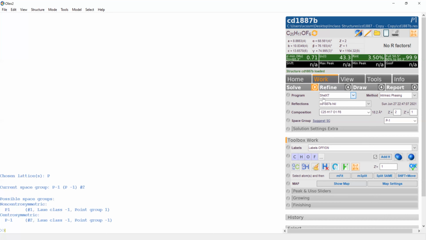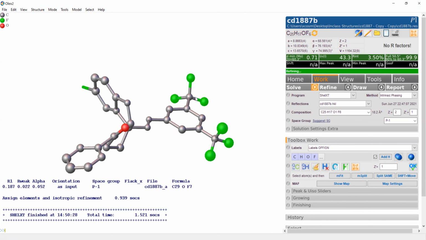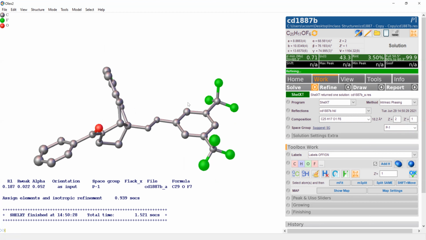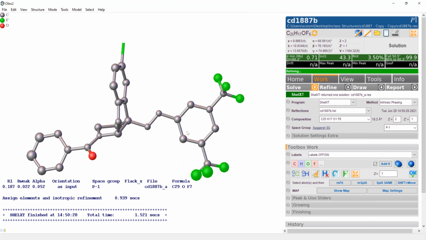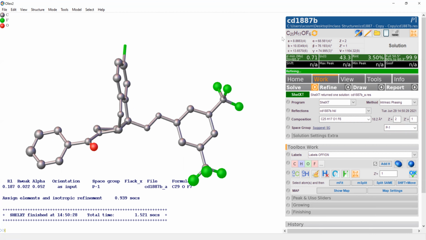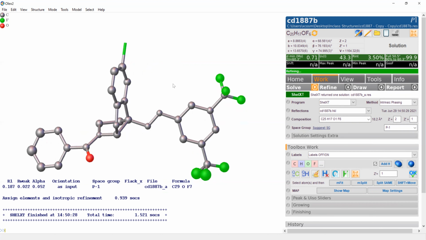Now make sure, if you're using SHELX, to use SHELX-T. It'll automatically assign atom types. So we click solve, and we get our initial model. I purposely didn't give you a proposed structure for this because I want to walk you through some of the troubleshooting that may come up. In this chemical formula, it's given us carbon, hydrogen, oxygen, and fluorine. So this is our initial structure model.